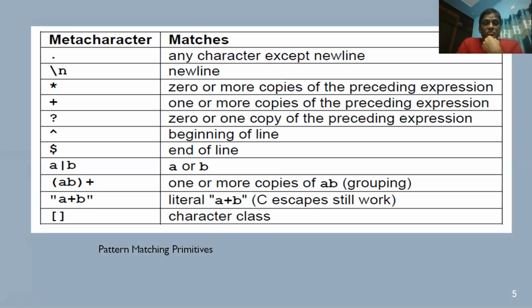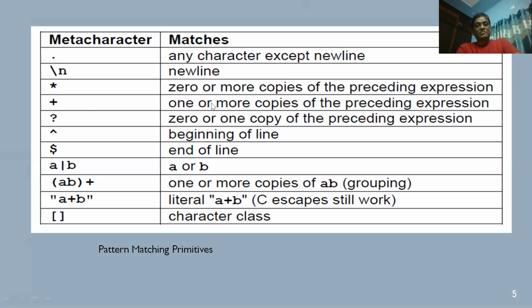You need to understand some pattern matching primitives when you are writing regular expressions. When you write a dot, it means match any character except the newline character, which is backslash n. If you write backslash n as your metacharacter, then it means matching the newline character only. If you say star, it means zero or more copies of the preceding expression, whatever appears before the star.